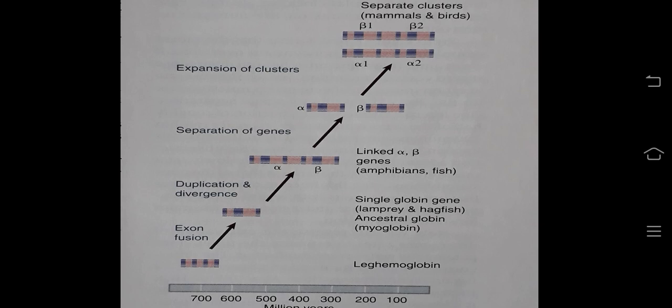So exon fusion, leg hemoglobin, and along with that duplication and divergence. Then single globin gene, lamprey and hagfish, ancestral globin, myoglobin. Then linked alpha and beta genes, amphibians or fish. Then separation of genes, expansion of clusters. Which are the processes? Exon fusion, duplication and divergence, separation of genes, expansion of clusters.